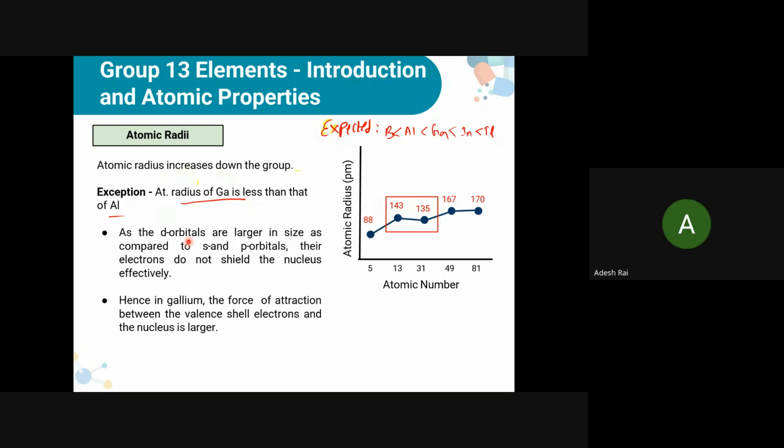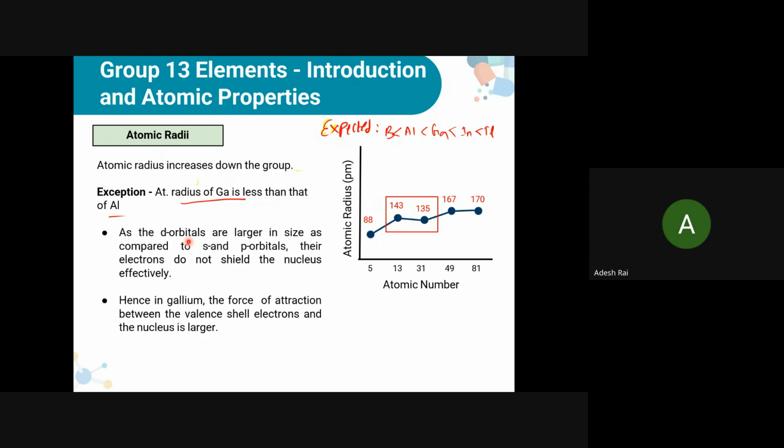But after that, what will happen? We were expecting gallium to be more than aluminum, but gallium became less than aluminum. But again, after that, it increases. Can you see that? From boron 88 to 143 picometer. From 143, it was expected that it will be more for gallium, but actually it is less. Why is it less?